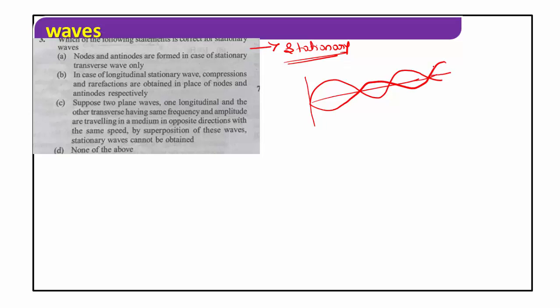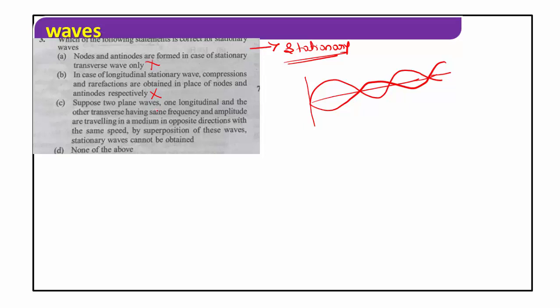Option A says nodes and antinodes are formed in case of stationary transverse wave only. This is wrong. Option B says in case of longitudinal stationary wave, compressions and rarefactions are obtained in place of nodes and antinodes. This is also wrong. In case of longitudinal waves, compressions and rarefactions are formed; nodes and antinodes are possible.